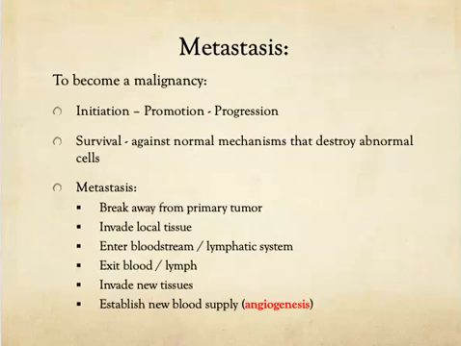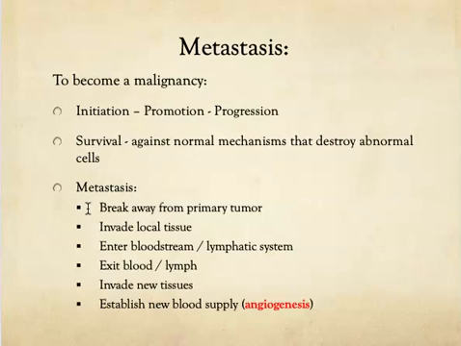So to become a malignancy, to become a cancer, the cell has to go through initiation, promotion, and progression. It has to survive all of those mechanisms that would normally destroy it, and then it has to spread. The process of spreading is fairly basic. I've listed the steps here. The very first thing for metastasis to occur is that some of the cells on the primary tumor have to break away. They have to separate themselves from the primary tumor.